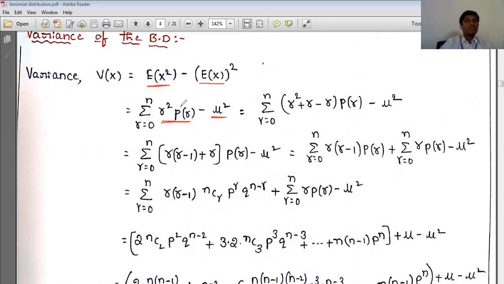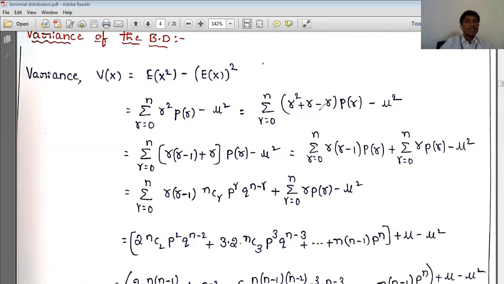And p of r we already know that. So here we are doing only one simplification. What is that? We are adding r and subtracting r. If you cancel these two, plus r minus r, we get the same thing, r square into p of r. So here, simply for simplification, that's what we did. We added r and subtracted r.